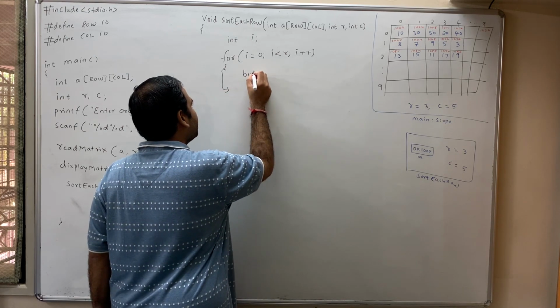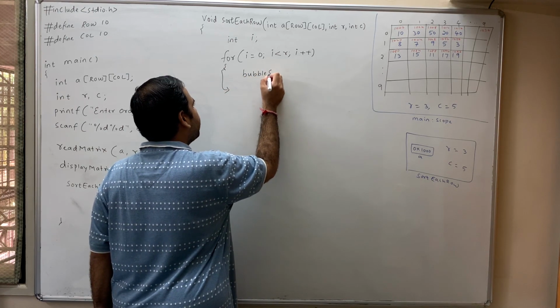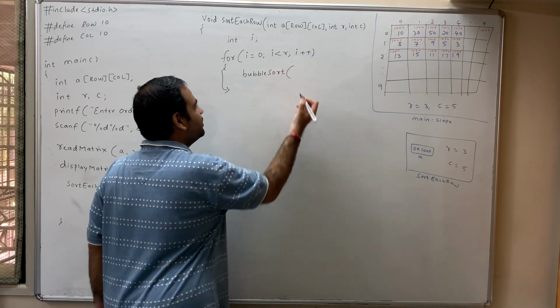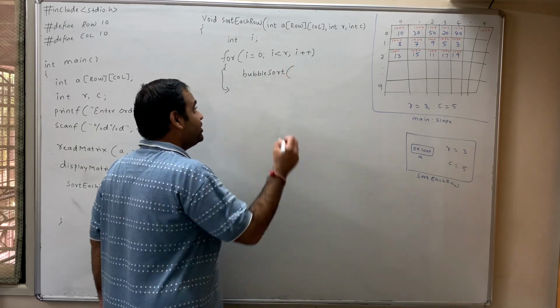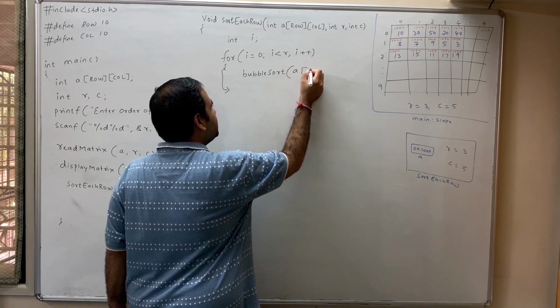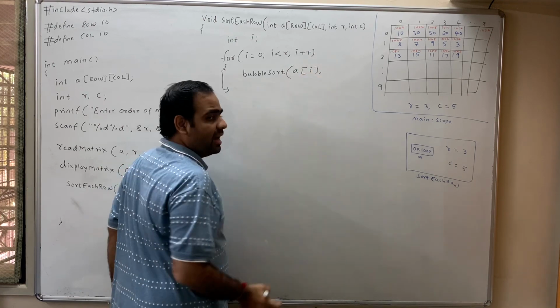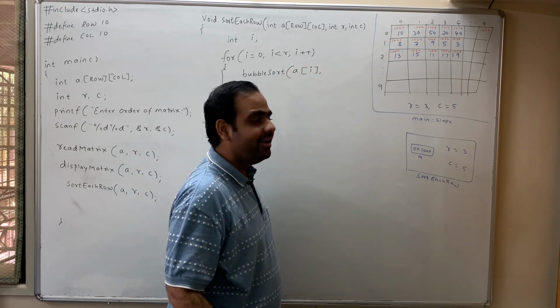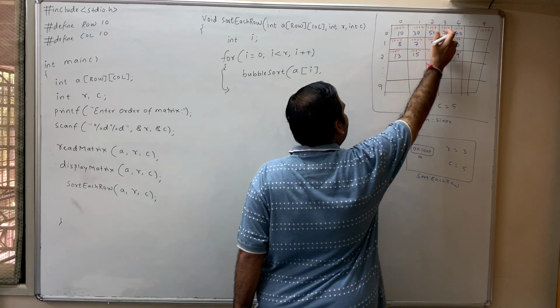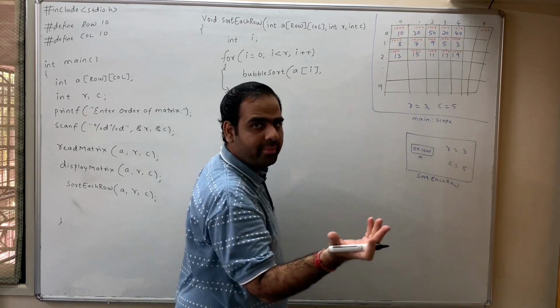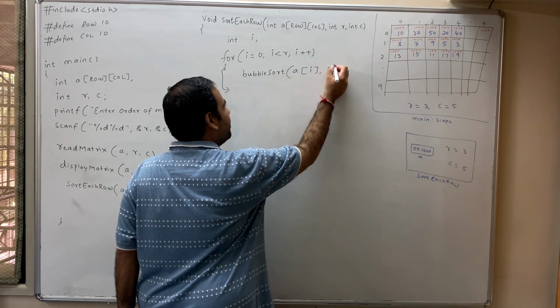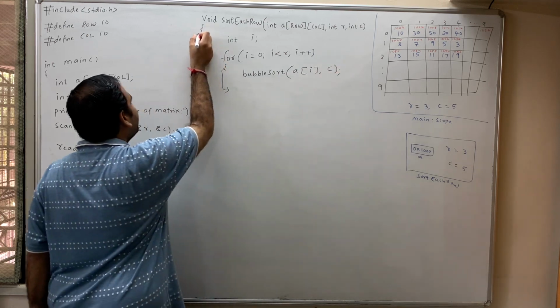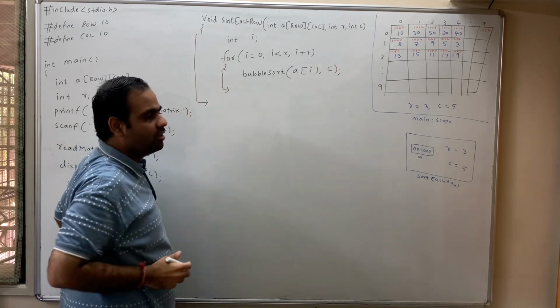And here we will write one function called bubble sort. Which row do I want to sort? Which one-dimensional array? A of I. And how many elements are there in A of I? 1, 2, 3, 4, 5. How many columns are there? So many elements are there. Therefore, I say bubble sort of A of I comma C.